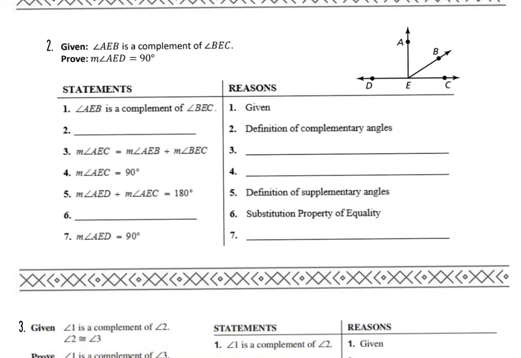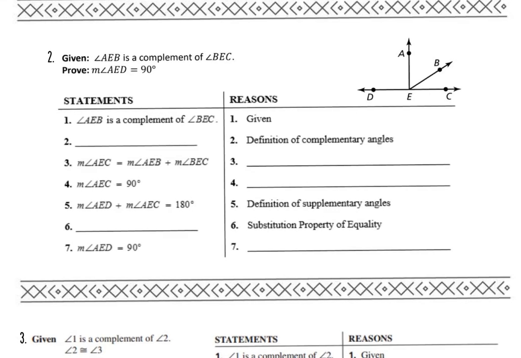Okay, looking at number 2, the given is angle AEB is a complement of angle BEC. So again, our given statement is always our first statement. So that's why you see this here, first statement. And then whatever it is we're trying to prove will always be your last statement, right? Just making sure we remember that and continue to do that process. Our first reason is always given, as you can see here, right? Just making sure we remember those simple things.